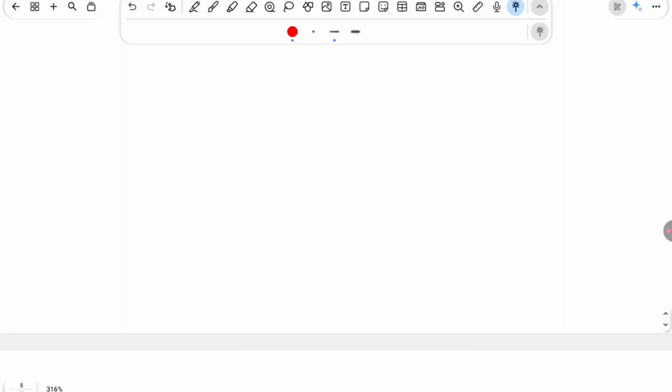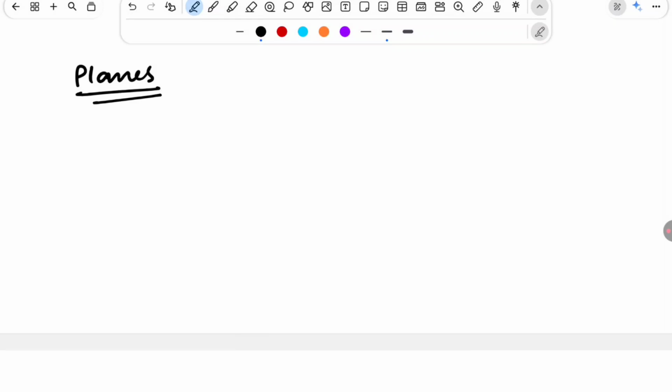Okay, next we will go. Actually time is going on, I have to finish anatomy fast, because there is so much, so we have to go fast. Next we will discuss planes. There are many planes. First one is the sagittal plane.